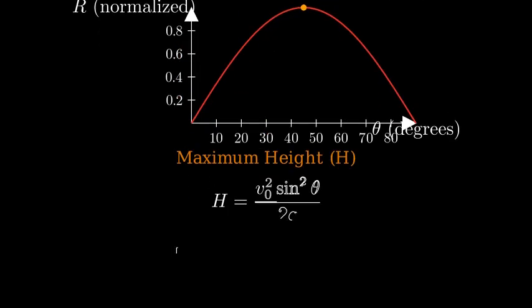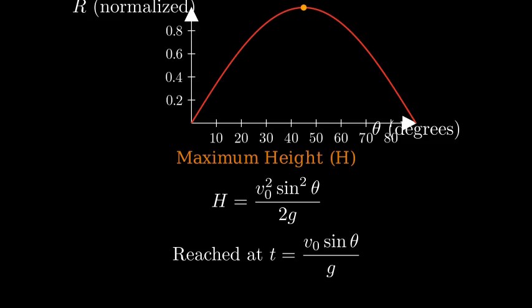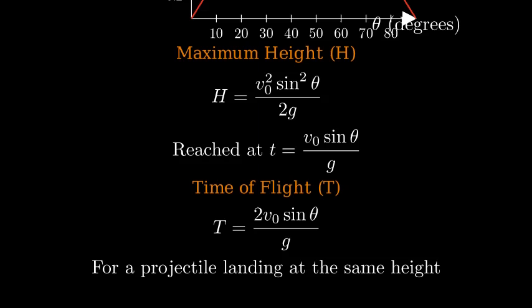The maximum height reached by the projectile is given by h equals v0 squared times sine squared theta divided by 2g. This height is achieved at exactly half the time of flight. The total time of flight for a projectile launched from and returning to the same height is t equals 2 times v0 times sine theta divided by g.